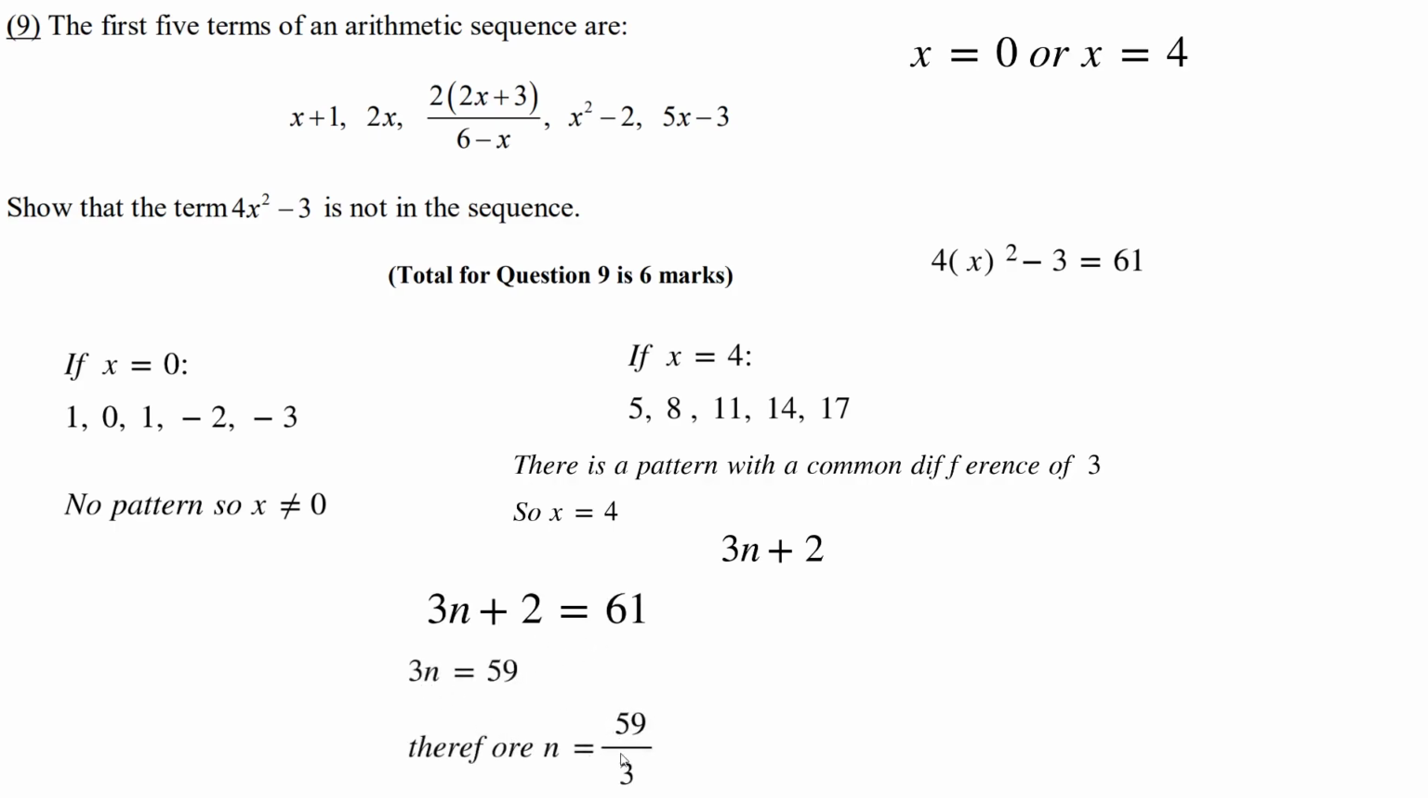And 59 divided by 3 is a decimal, but you can't have a decimal position, because what n represents is the position, or the term, is the position inside of the sequence. And you obviously can't be 4.3 into a sequence. You have to be an integer into the sequence. So it's not in the sequence.